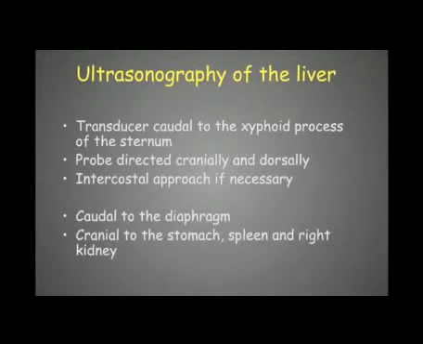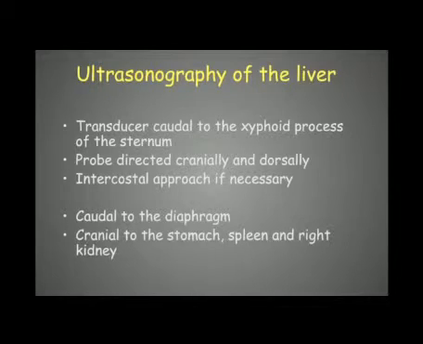So first, to perform an ultrasonography of the liver, we have to put the transducer caudal to the xiphoid process, and the probe will be directed cranially and dorsally. In that way, we will try to really observe all the liver from right to left and from ventral to dorsal. We can also perform an intercostal approach by putting the probe in between the ribs. That will be mostly for dogs with a deep chest morphology, where the liver will be mostly situated behind the ribs and would be difficult to access just by putting the transducer caudal to the xiphoid.